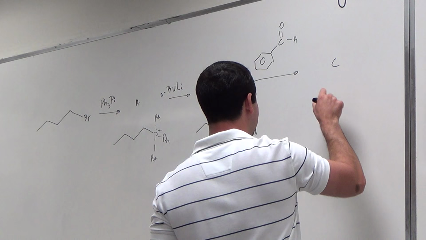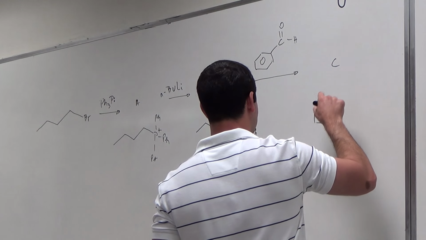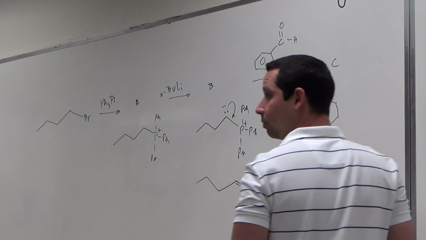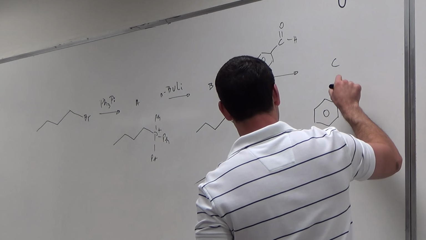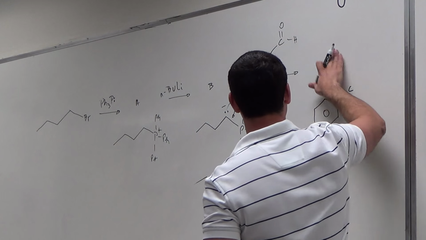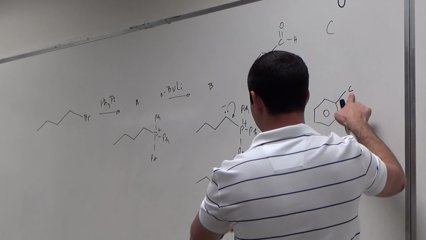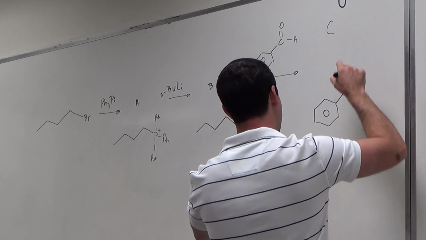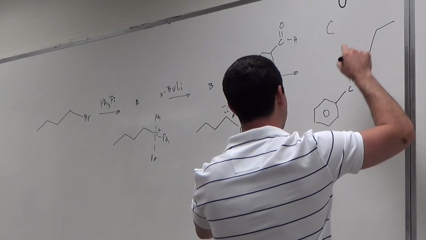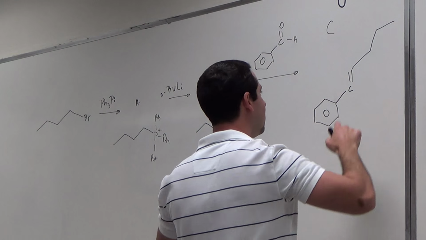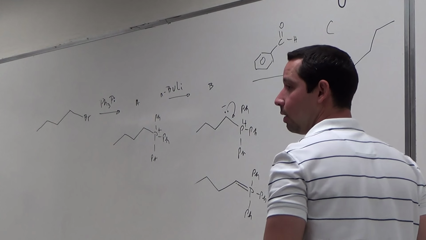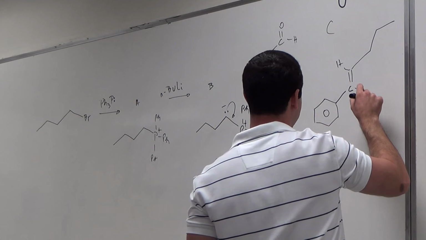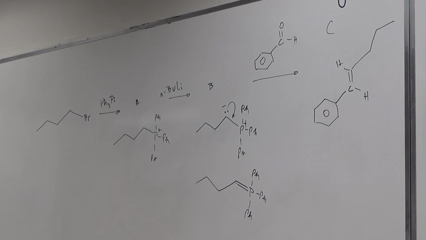What are you going to get? Benzaldehyde with the carbon without the phosphorus. There's a carbon there, and then a double bond. And then how many? 1, 2, 3, 4. Is that it? Yep. This had a hydrogen here. Very nice.